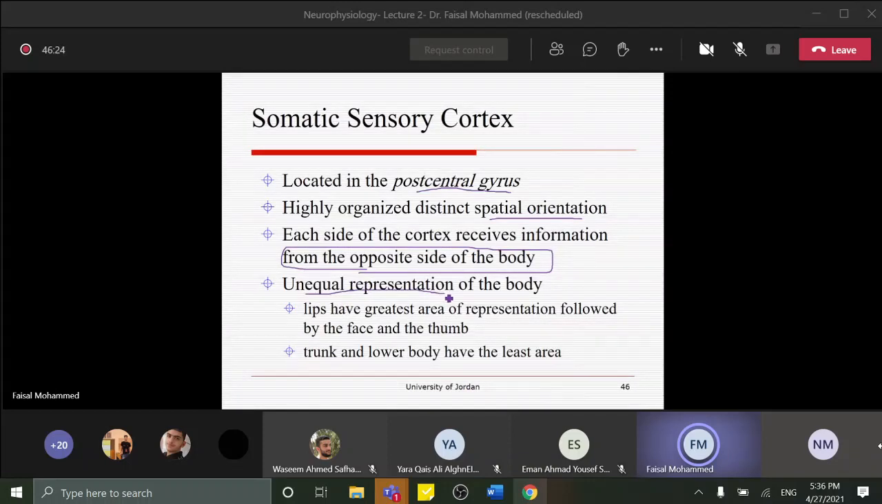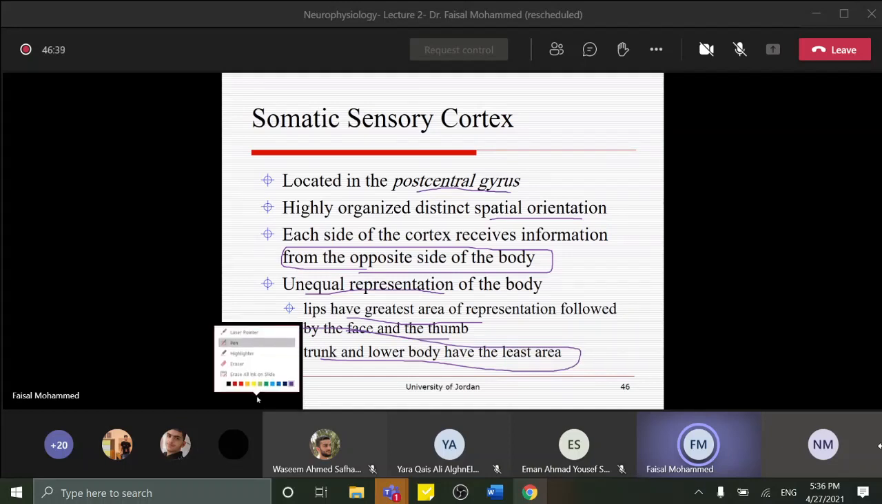Unequal representation, we said unequal. Why? Because it is proportional to the number of receptors. Lips have greatest areas of representation, followed by face and thumbs. Trunk and lower limb have least areas of representation.